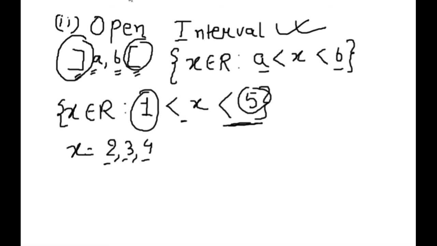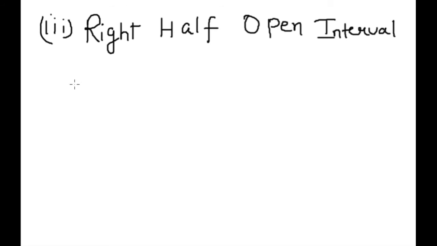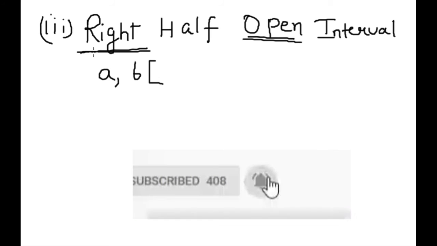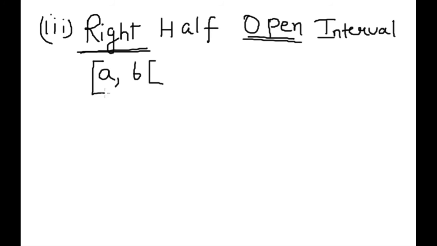Let's see the third interval. The third interval is the right half open interval. Right half means, for example, if the limits are a and b, the right side is open. Right half open interval means the right side is open and the left side will be closed. So in the closed interval, both sides are closed and both limits are included, but here only one side is closed, so only a will be included in the limit.